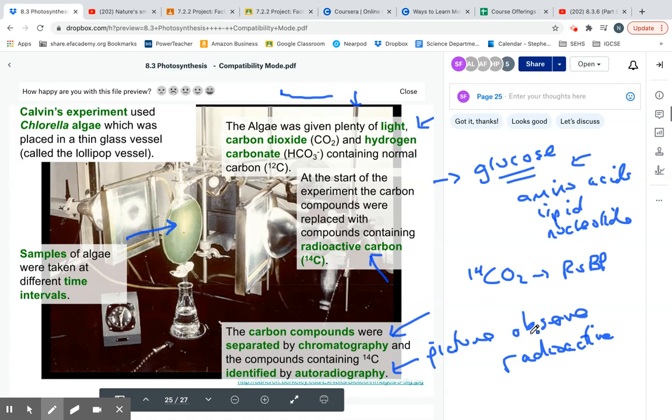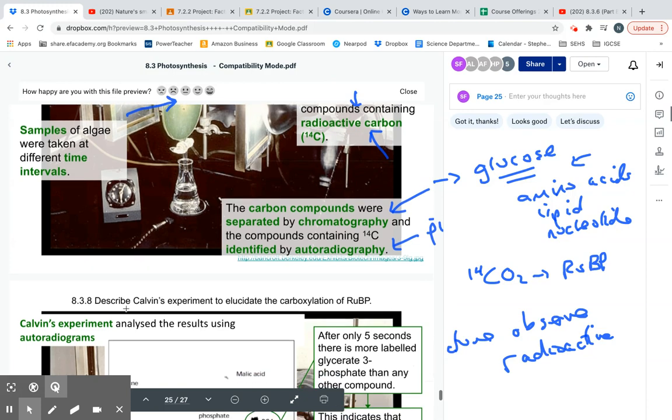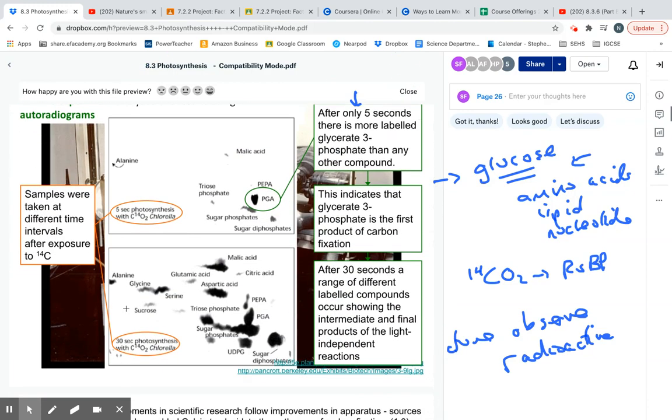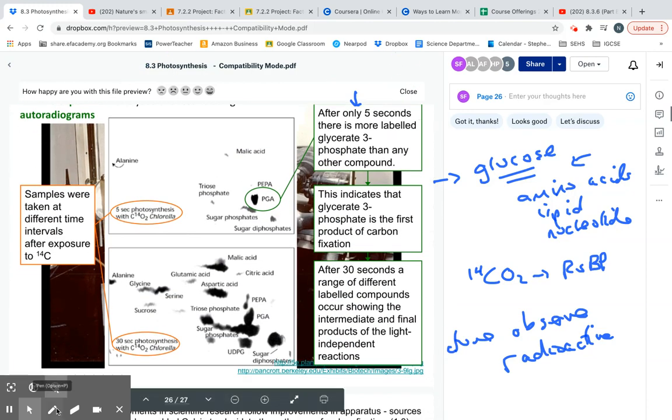So when he did his chromatography, we can look here. This is a sample of his chromatography. He did two different things. So one, he did a chromatography immediately after he introduced that radioactive carbon dioxide. You can see here 5 seconds. And you're looking at all these molecules.